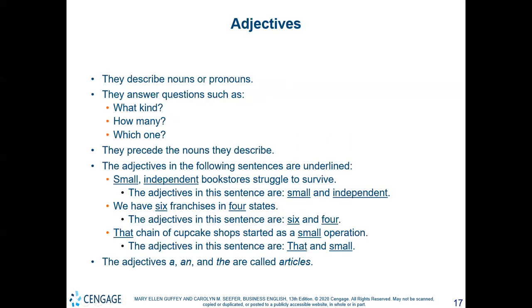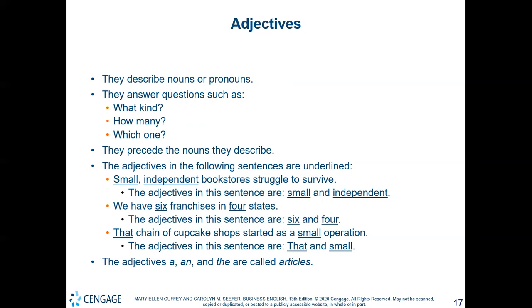How about adjectives? We talked a little bit about this earlier. They describe nouns and pronouns. They answer questions such as what kind, how many, which ones. They precede the nouns they describe. The adjectives in the following sentences are underlined. Small, independent bookstores struggle to survive. We're describing bookstores as small and independent. The adjectives in the sentence are small and independent.